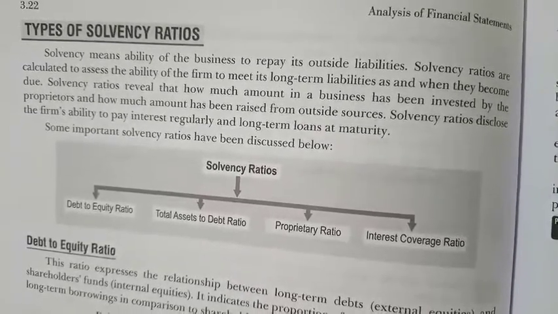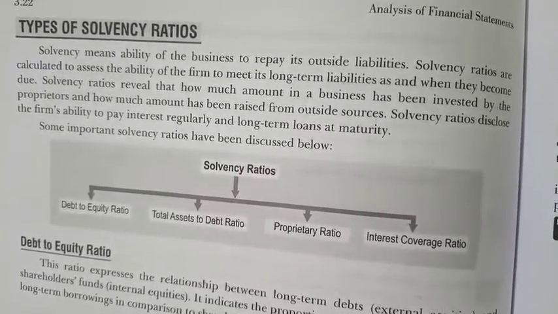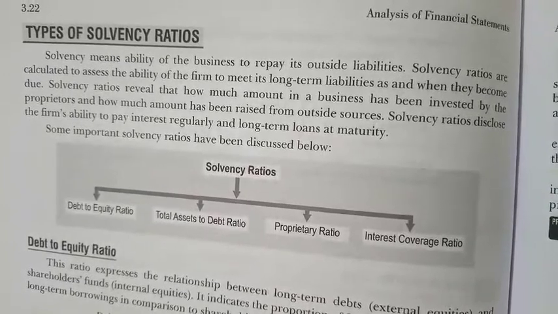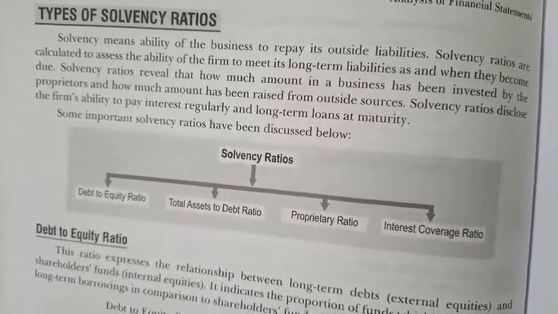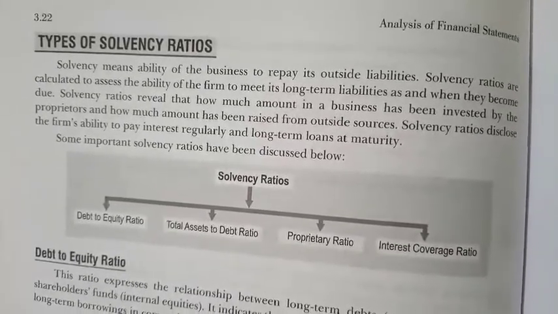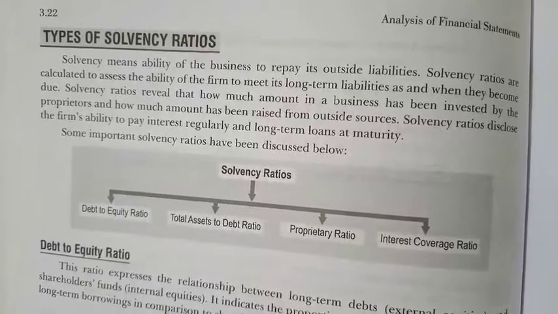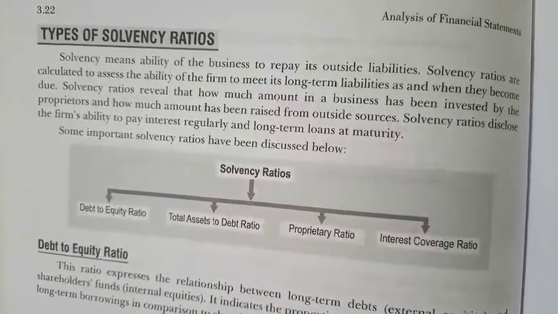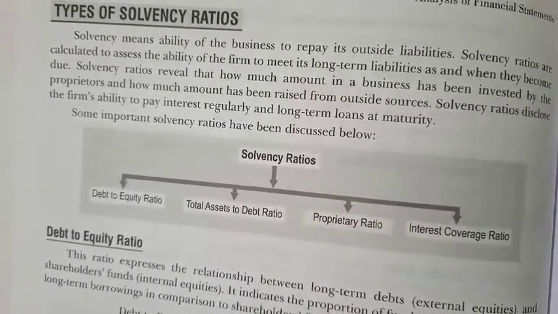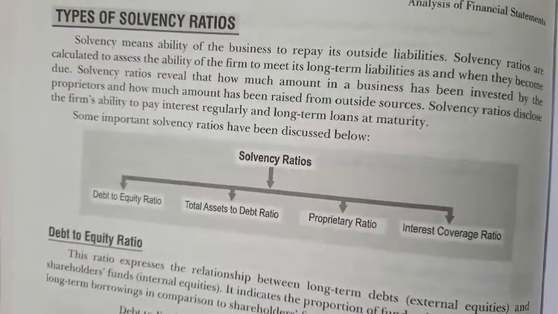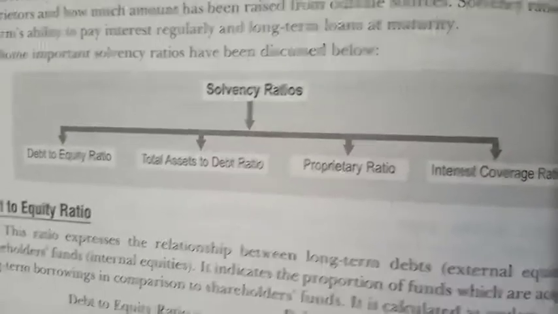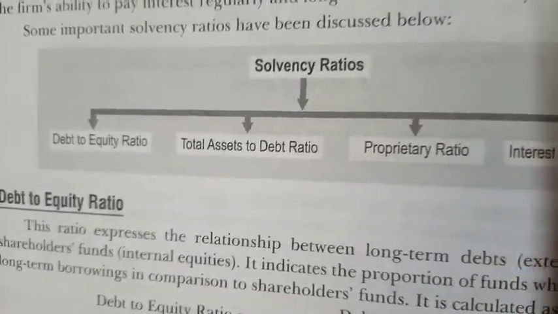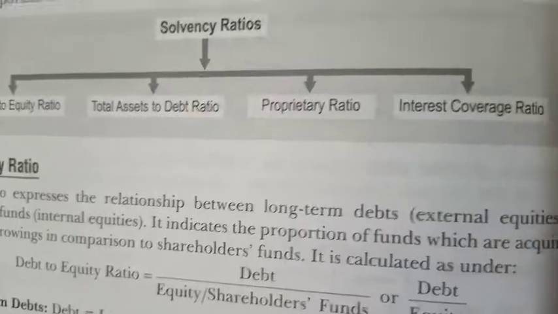become due. Solvency ratios reveal how much amount in a business has been invested by the proprietor and how much amount has been raised from outside sources. Solvency ratios disclose the firm's ability to pay interest regularly and long-term loans at maturity. Important solvency ratios are debt equity ratio, total asset to debt ratio, proprietary ratio, and interest coverage ratio.